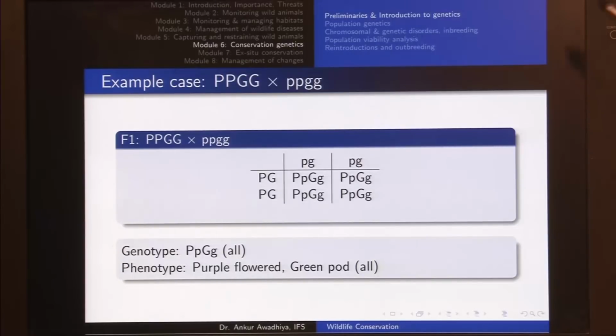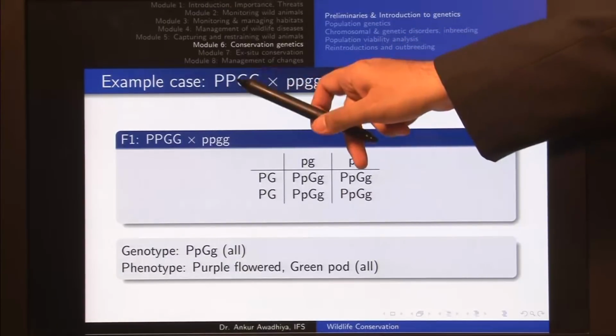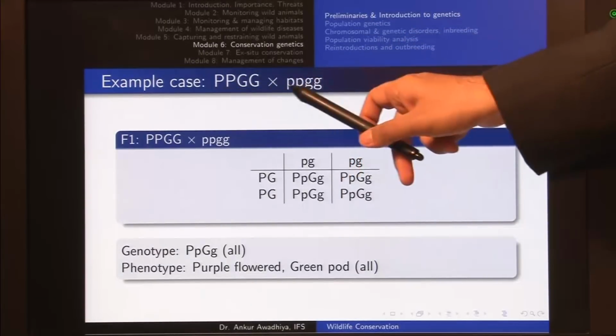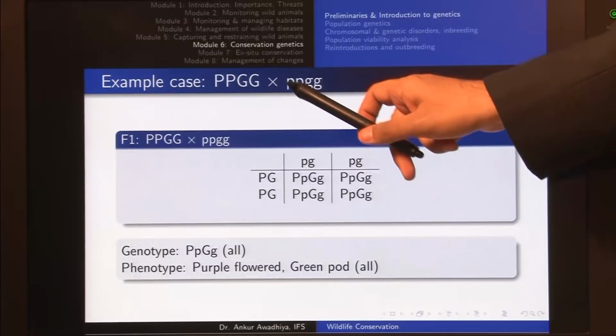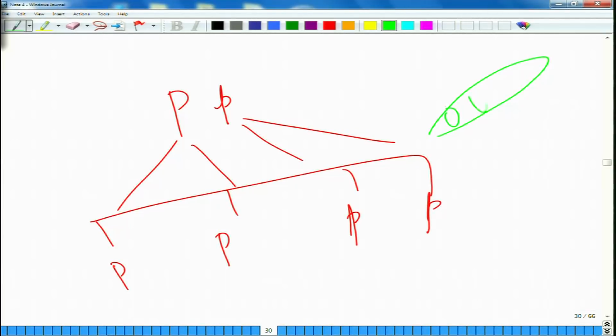So in this case, we are considering individuals that are having 2 different traits. So we have this flower color, which is given by P and small p, and we have pod color. In the case of a pea plant, we get pods. So there is a pod inside which we have the seeds. So what is the color of the pod?